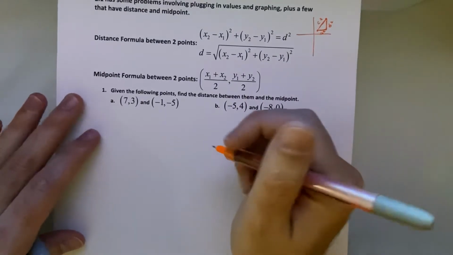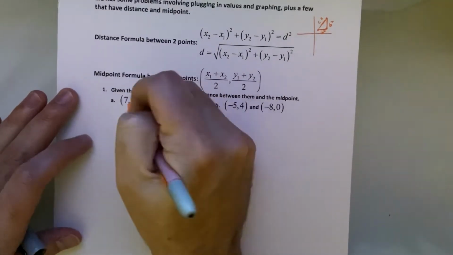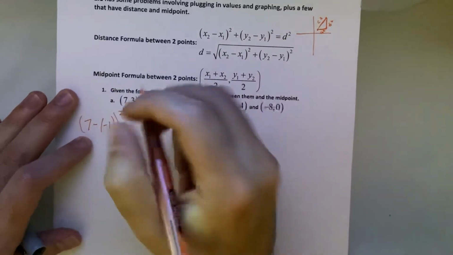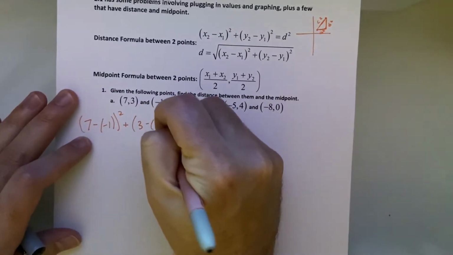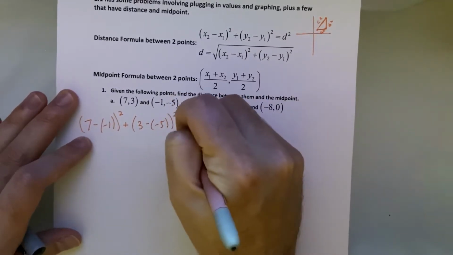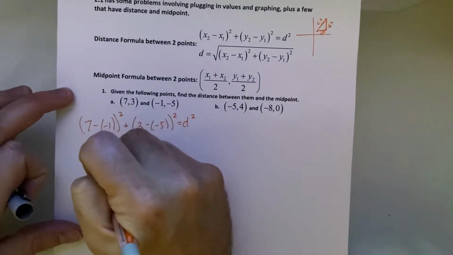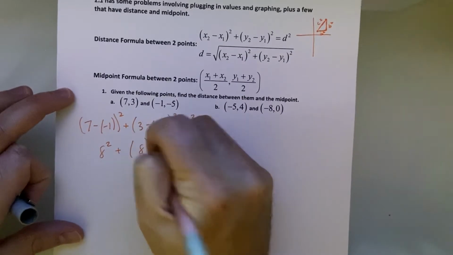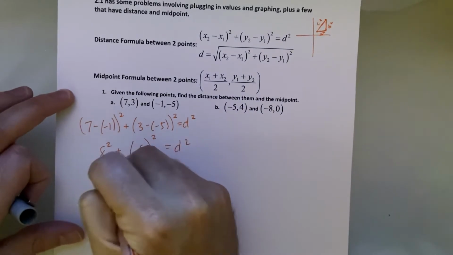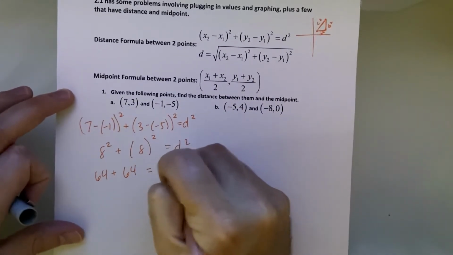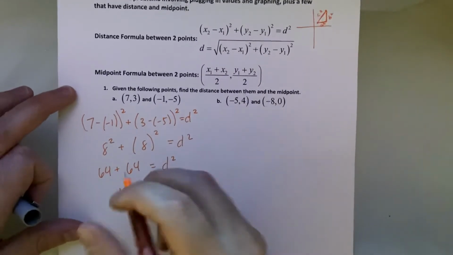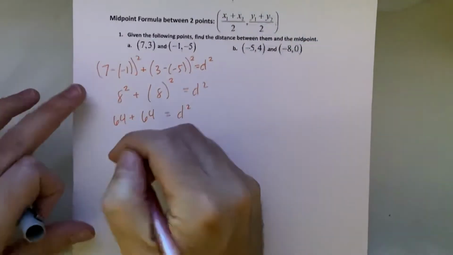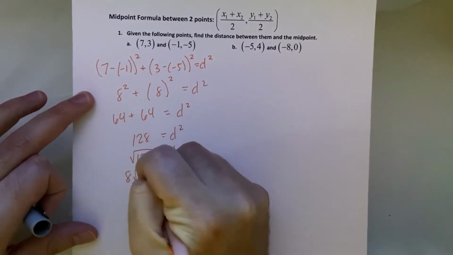So the distance between them: the difference in the x's is 7 minus -1, squared, plus 3 minus -5, squared, equals the distance squared. This is 8 squared plus, this looks like this is also 8 squared. So that's 64 plus 64 equals distance squared, so 128 is distance squared. Take the square root to get the distance, because this is 2 times 64, this is 8 square roots of 2.